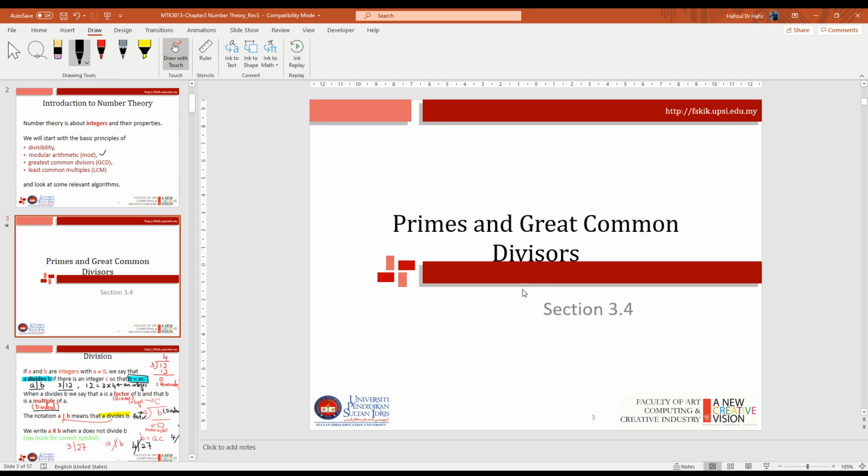Okay, for the prime and greatest common divisor, GCD. For the prime number, it has only two factors: one, and itself, meaning it can be divided by itself. For example, we have 2, 3, 5, 7. These are prime numbers.